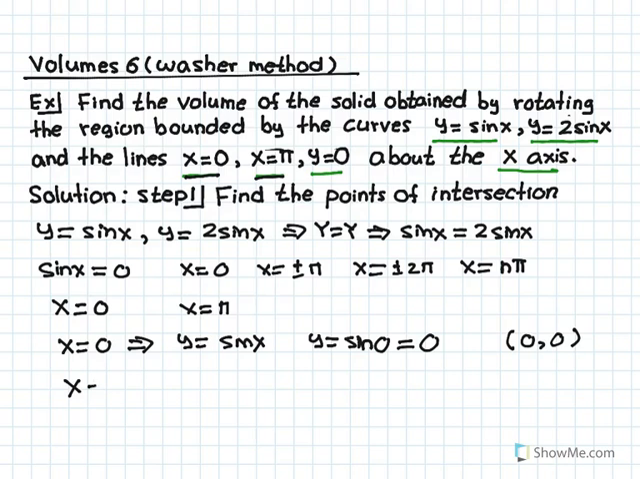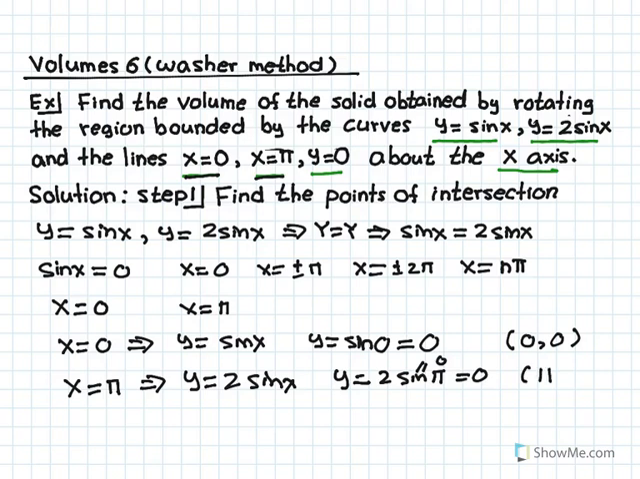Now let's plug in x equals pi into y equals 2 sine x. And we get y is equal to 2 sine pi. Sine of any multiple of pi is 0. 2 times 0 is 0. So we get pi and 0. And these are intersection points.